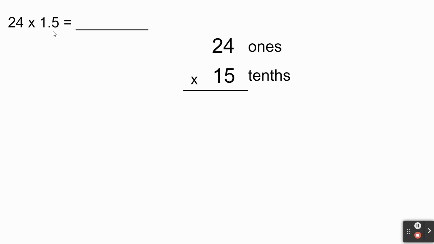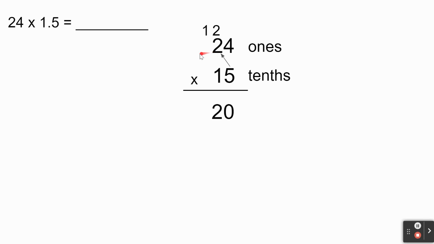We'll start by multiplying by the ones place. 5 times 4 is 20, so place a 0 at the bottom and regroup the 2 to the tens place. Next, we're going to multiply by the tens place, since the 2 is in the tens place. 5 times 2, which is 10, plus the 2 we regrouped is 12. So place a 2 down in the tens place and regroup the 1 to the hundreds place.